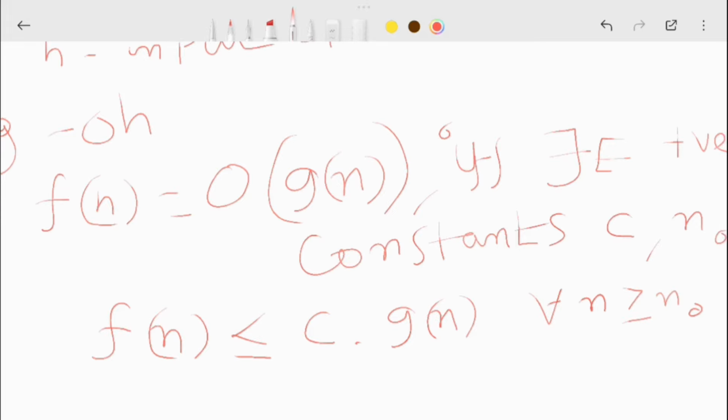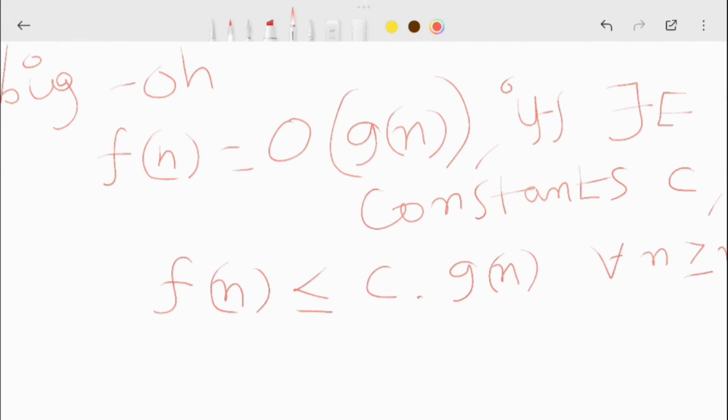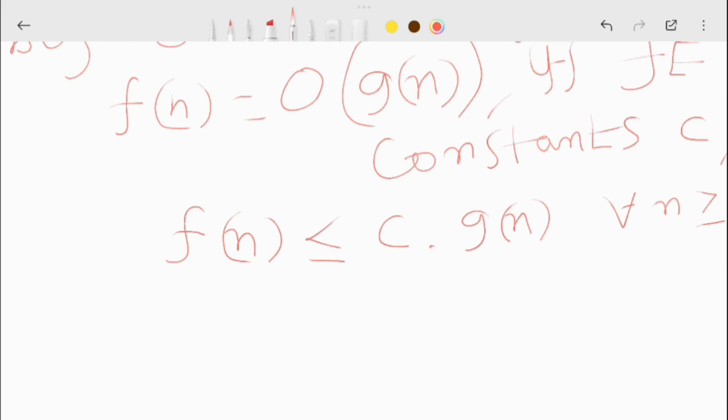So we have to find a positive value n0, and for all the values of n greater than or equal to n0, this condition should be satisfied. In such a way, we need to find a function g of n, meaning f of n should be less than or equal to C into g of n. For example, I will explain this with one simple function. Suppose you have a function f of n equal to 2n plus 3.